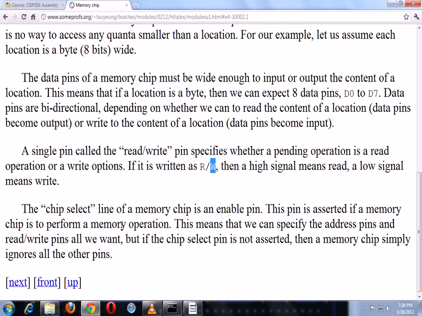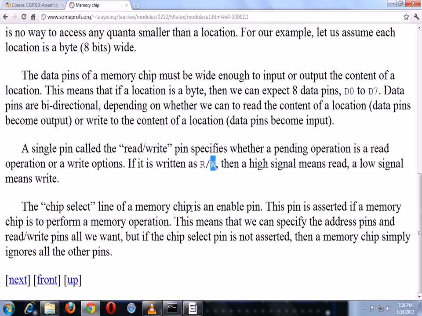All right. The chip select line of a memory chip is an enable pin. The pin is asserted, which means the chip is selected, if a memory chip is to perform a memory operation. Now, it will be clear why we need a chip select line later on.